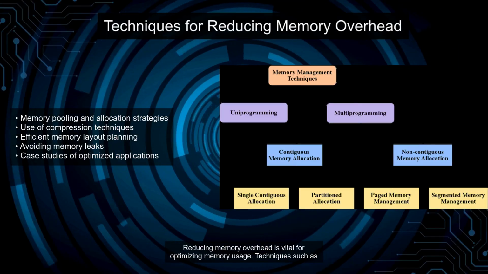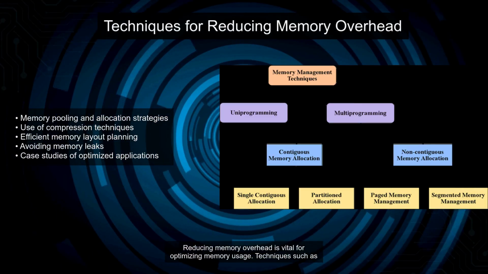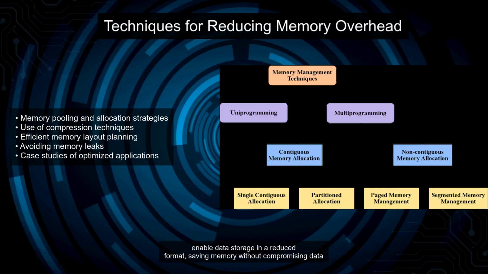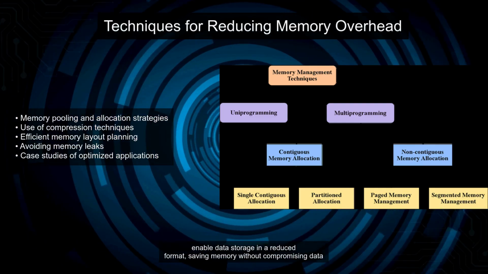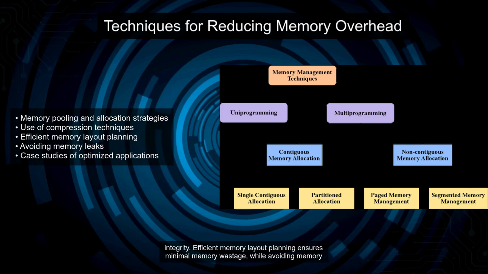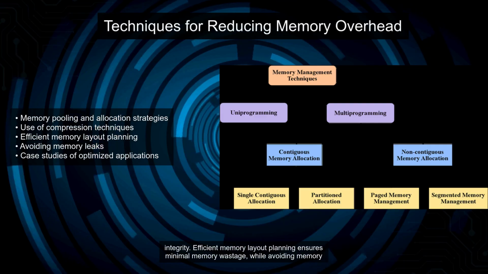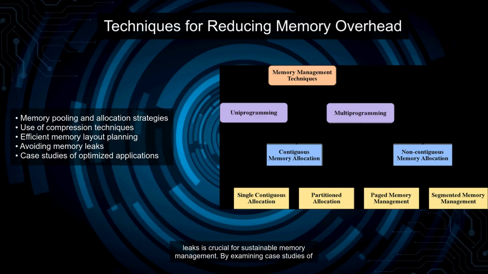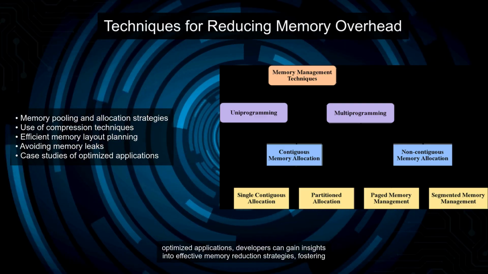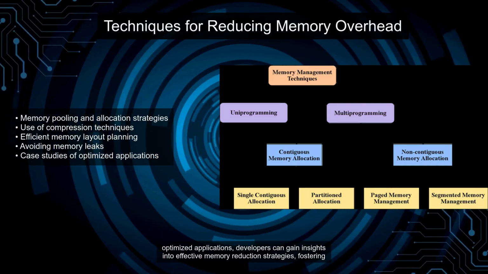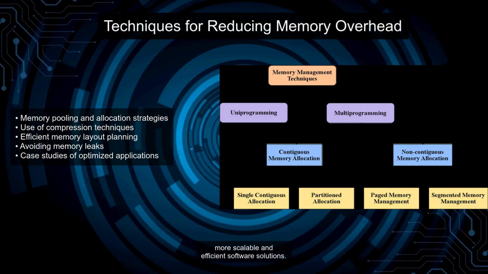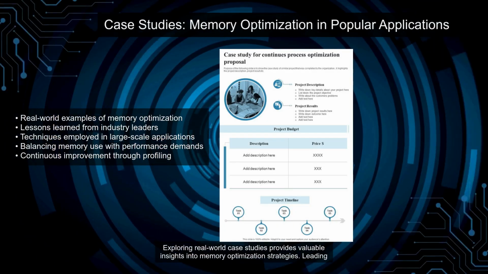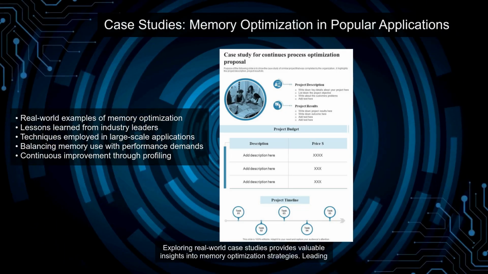Reducing memory overhead is vital for optimizing memory usage. Techniques such as memory pooling and strategic allocation can significantly enhance memory efficiency. Compression techniques enable data storage in a reduced format, saving memory without compromising data integrity. Efficient memory layout planning ensures minimal memory wastage, while avoiding memory leaks is crucial for sustainable memory management. By examining case studies of optimized applications, developers can gain insights into effective memory reduction strategies, fostering more scalable and efficient software solutions.